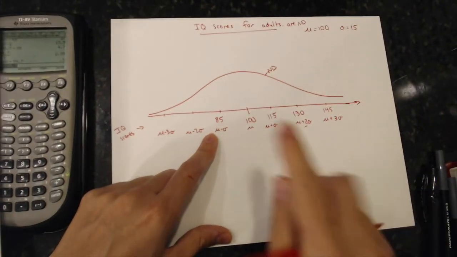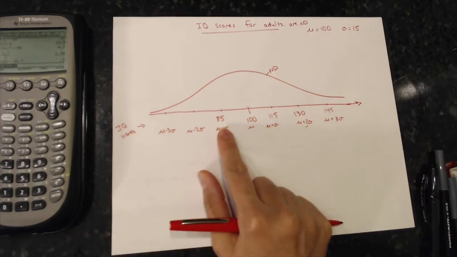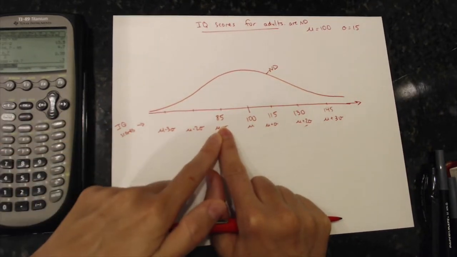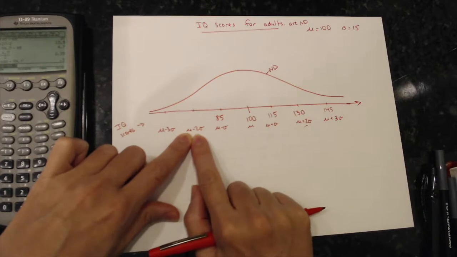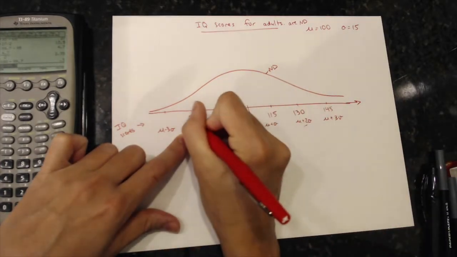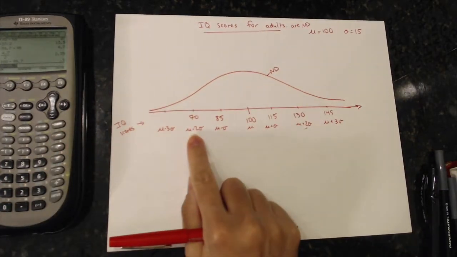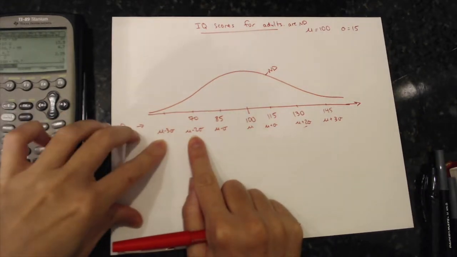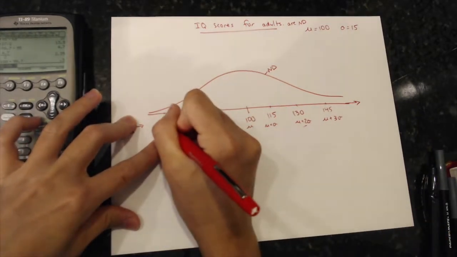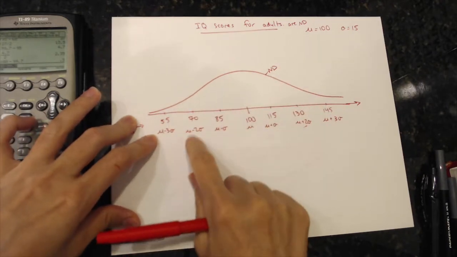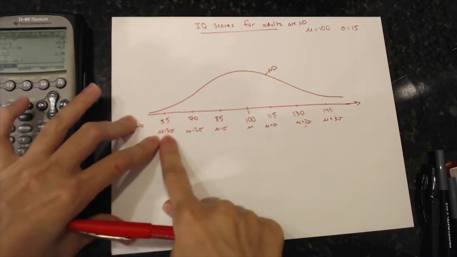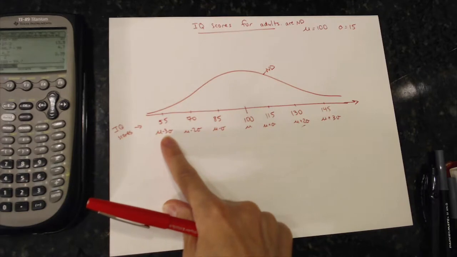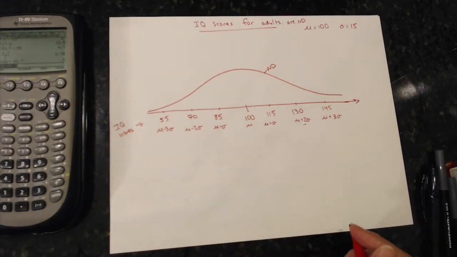So 85. The IQ score 85 lies 1 standard deviation below the mean. 2 standard deviations below the mean, I'm going to subtract another 15 and get 70. 70 is an IQ score that lies 2 standard deviations below the mean. 3 standard deviations below the mean, 55. I'm going to subtract another 15. So mu minus 3 sigma. So 55 is a data value or an IQ score that lies 3 standard deviations below the mean.